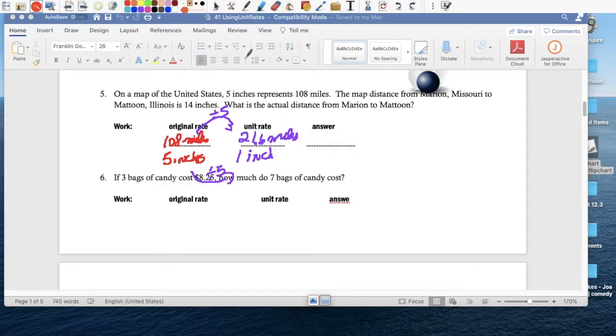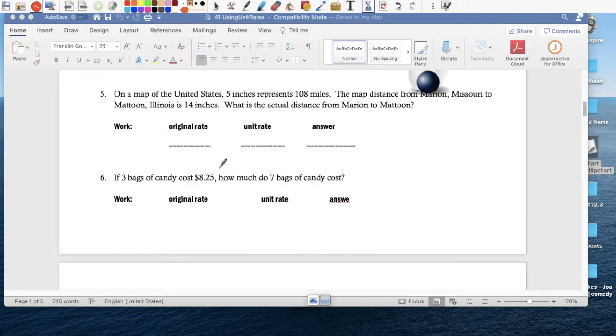So now they're asking, nos están preguntando cuánto es 14 pulgadas. See, on a map, medimos 14 inches. ¿Cuánto es eso en vida real? Well, times 14. And that gives me 302.4 miles. Okay.